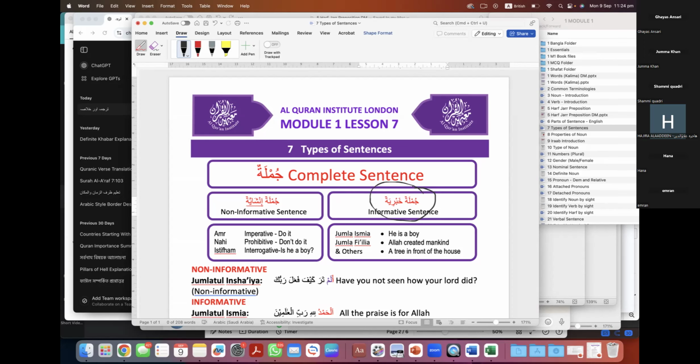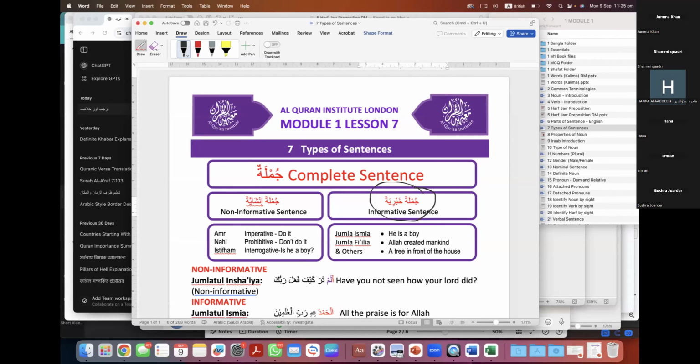That is the informative sentence, Jumlatul Khabriyya, and that is Jumlatul Ismiyya. Okay, sister, Khabriyya is getting more clear to you. It gives information and there will be a doer, and what the doer does. There are three types of sentences within Jumlatul Insha'iyya. One is amr, you will understand about amr later. It is order, or prohibition, which means I'm stopping someone from doing something.